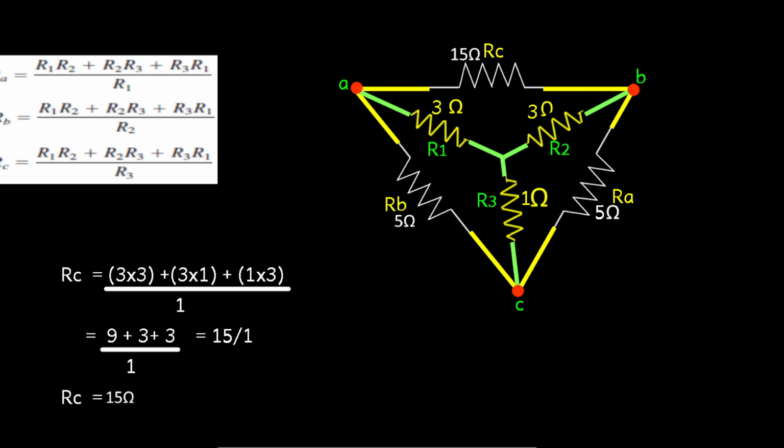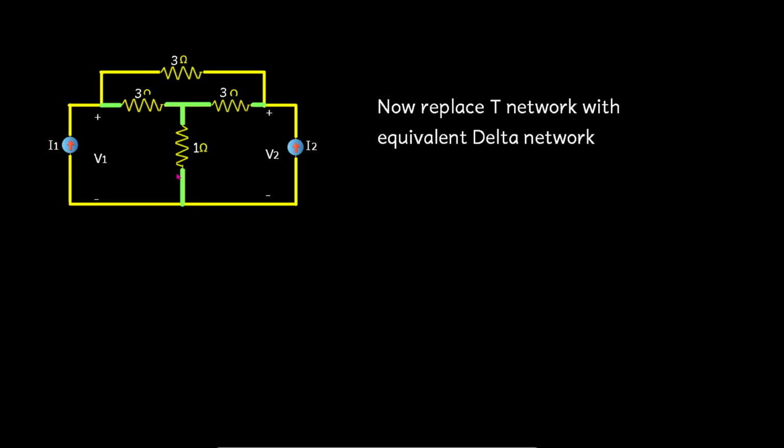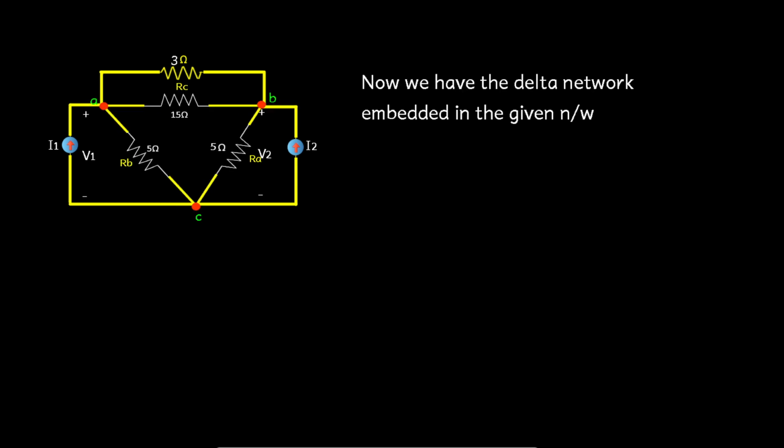Now in place of this T network or the star network, we can place this delta network. Okay. So this is our T network. Now we are going to replace this with the help of this delta network. But actually we want the pi shape, right? So this is a single node C.